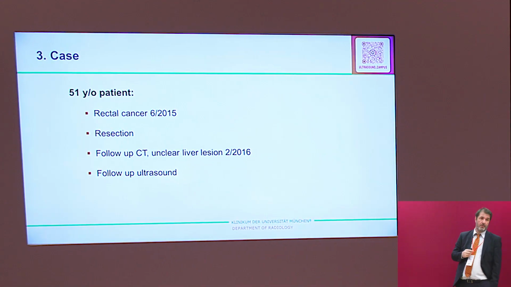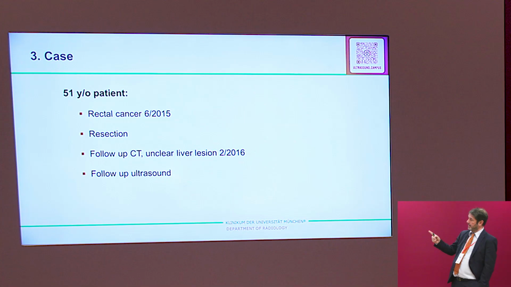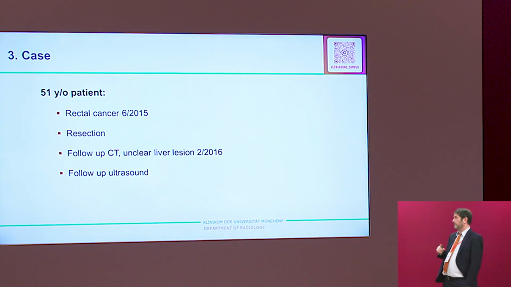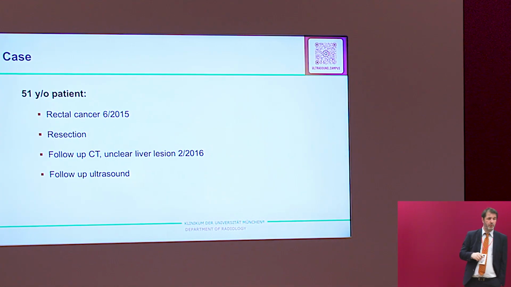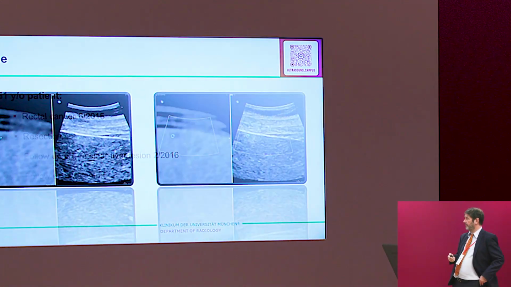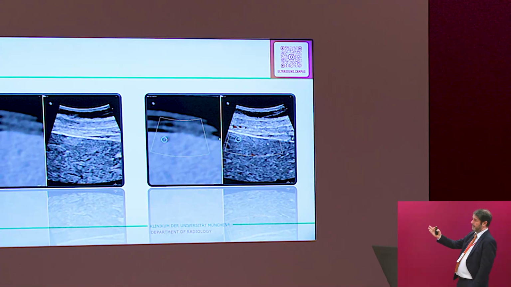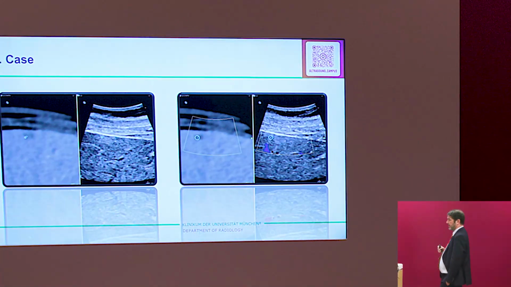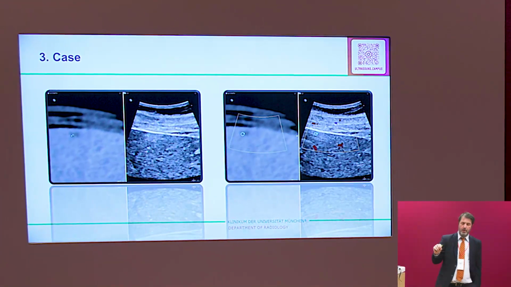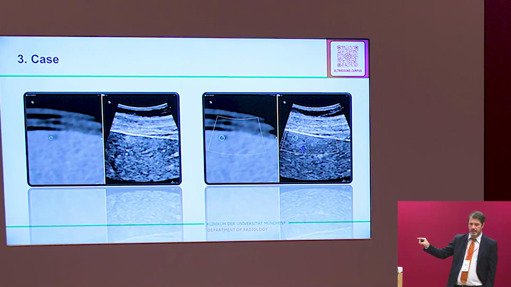This patient got colorectal cancer in June of 2015 and underwent surgery. There was an unclear lesion detected in CT half a year later, in 2016. Then they come back to ultrasound, and we should tell them what kind of lesion it is. Is it a mass or maybe something else? So you see side by side the CT and the ultrasound. There is an option that you can use tracker or landmarks on the ultrasound. You mark it on CT, and this marker will transfer to the grayscale image.